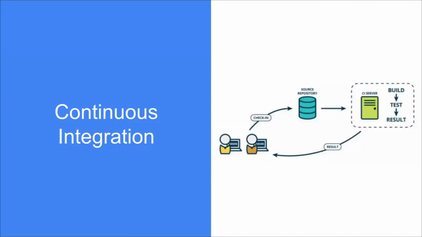So it first builds the code, then it does some tests, and it gives you back the result. That process is called continuous integration. So it is kind of automatic there.